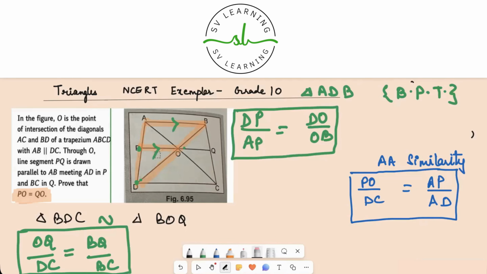After this, I will move to triangle CDB. Okay, and in this now OQ is parallel. So again, if I apply BPT in triangle CDB, what will I get? CQ by QB is equal to DO by OB.